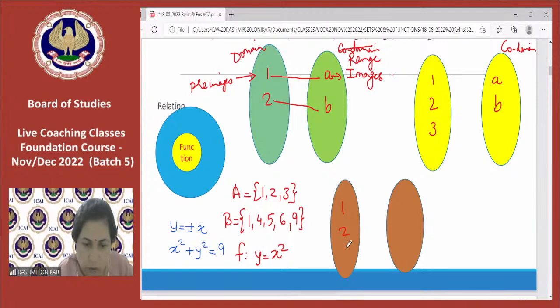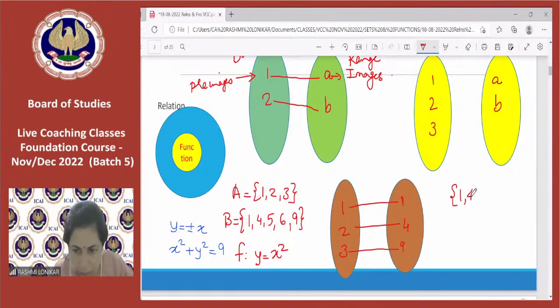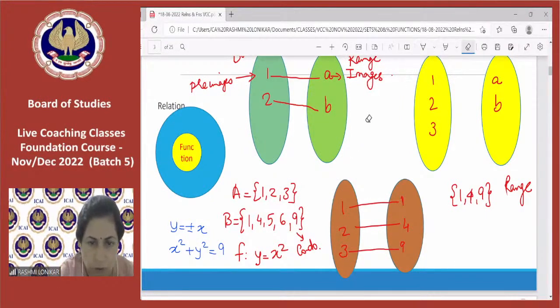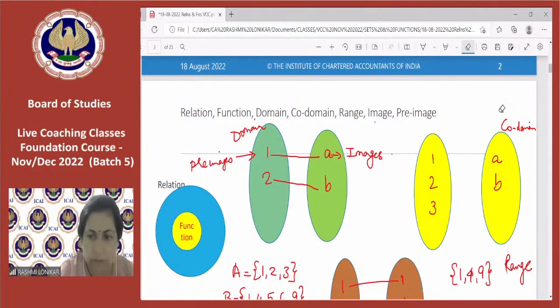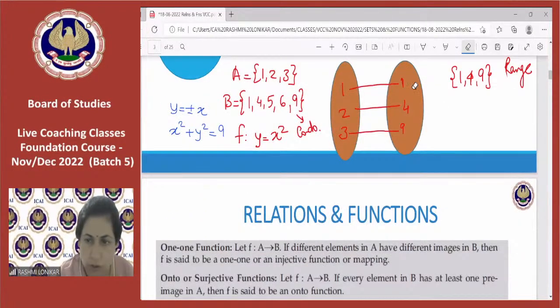if I write 1, 2, 3 here, then out of this B, what can I write? For 1, what is the square? 1. For 2, what is the square? 4. For 3, what is the square? 9. So this 1, 4, 9 is called the range, and this is called the codomain. The second example makes it easier for you to understand than the first. So this is your range.